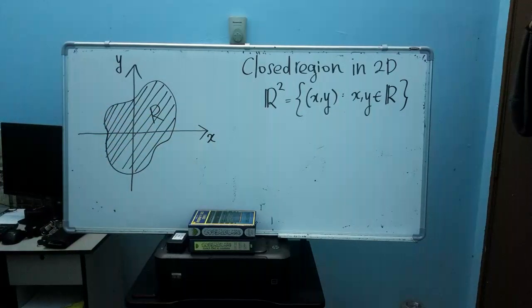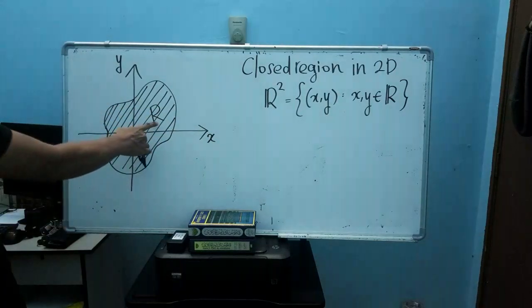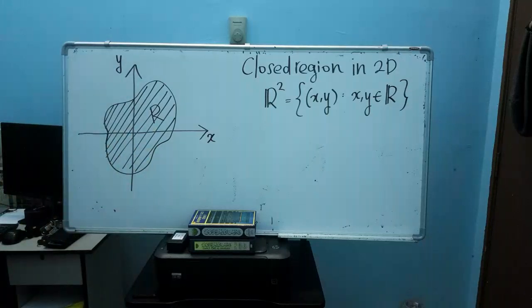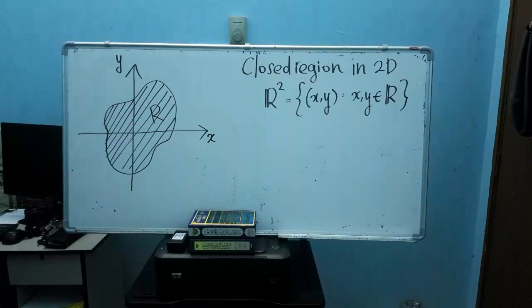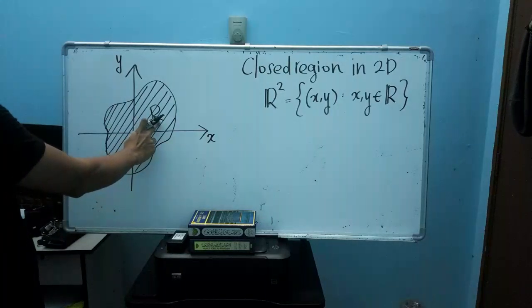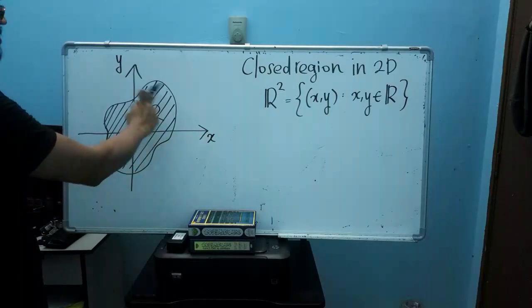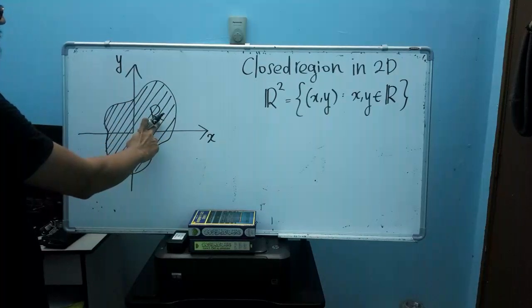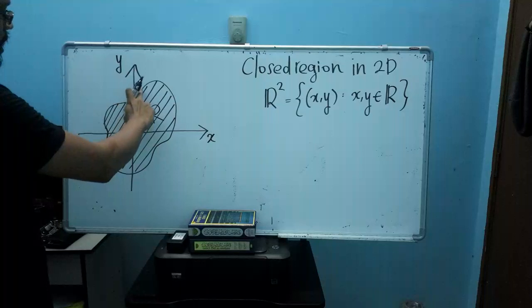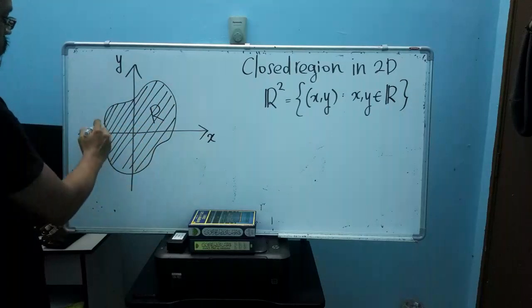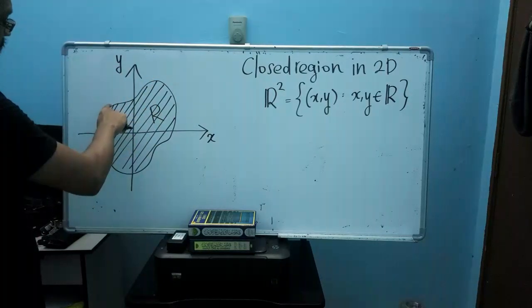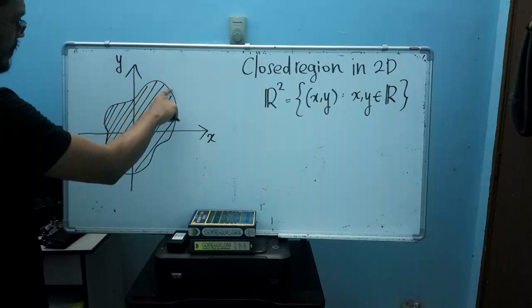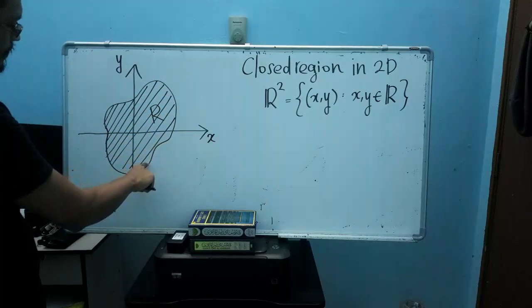Now we consider a closed region R in two-dimensional. First of all, what is the meaning of a closed region? A closed region means that you have some region R, and this region R is bounded by a closed curve. Of course, this closed curve is the outside part. This one we call a closed curve.